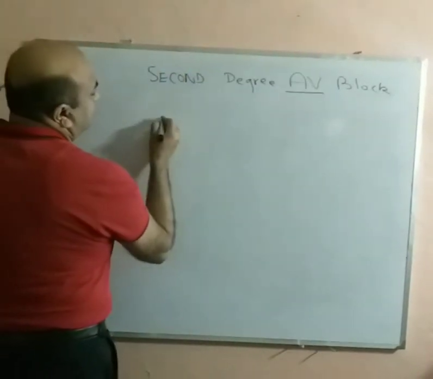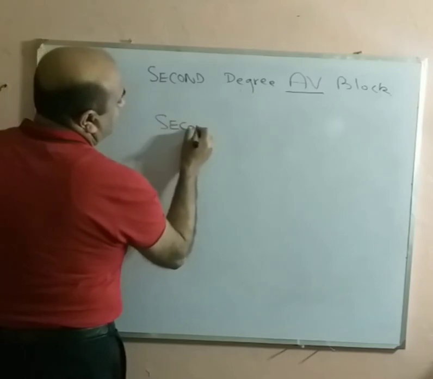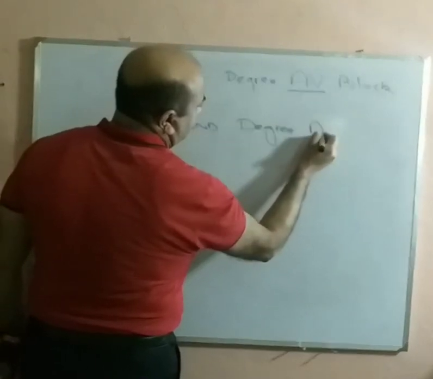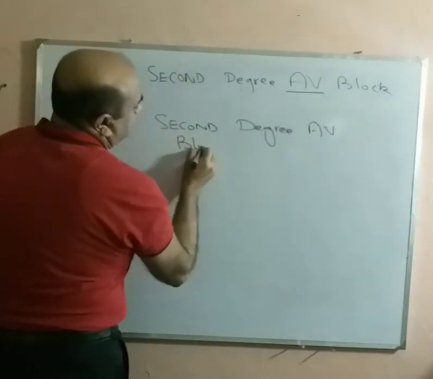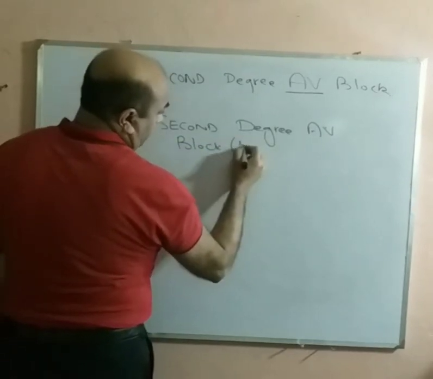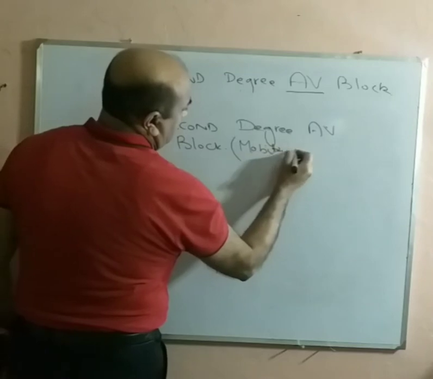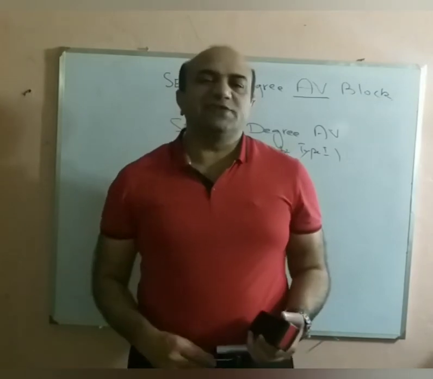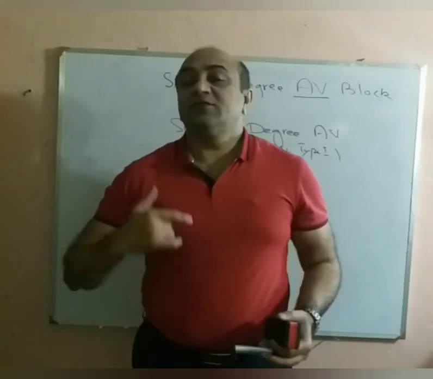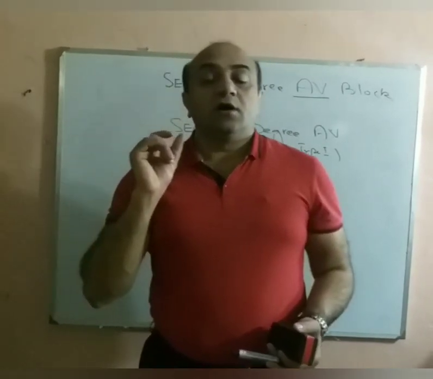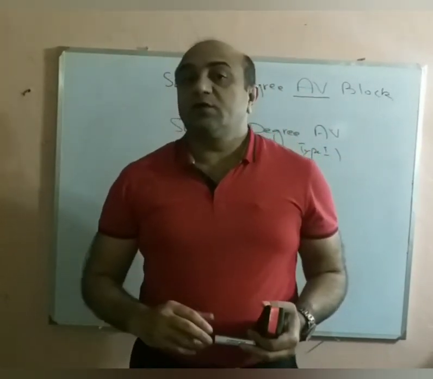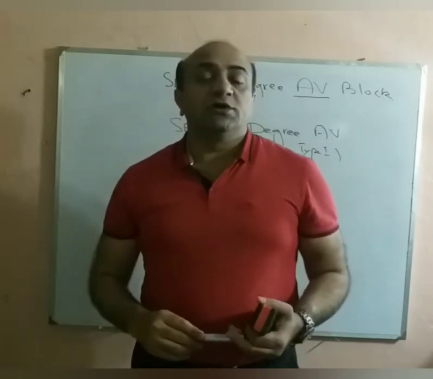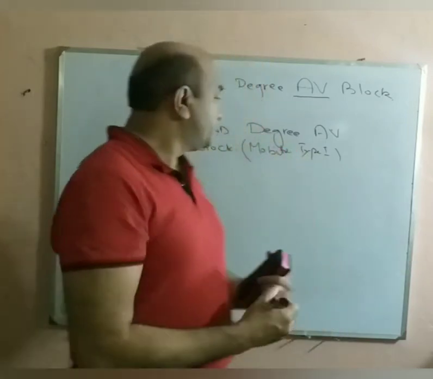So what happens in second degree AV block, Mobitz type 1? Now I will draw two ECG tracings. One will be normal and the other one will have a very small difference from the previous ECG tracing, and then I will point out the difference between the two and tell you what it is actually.